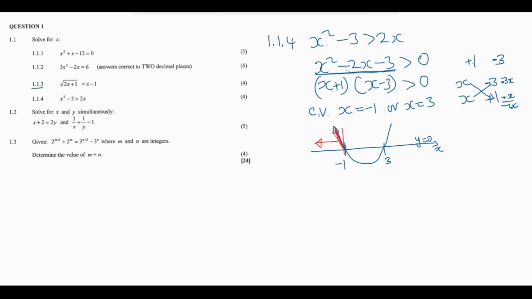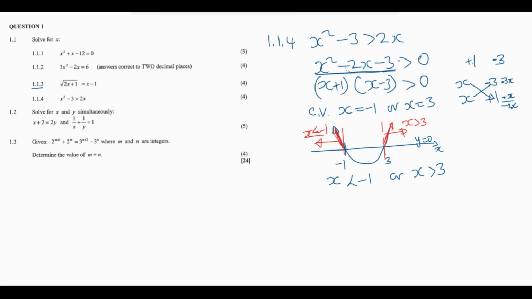You can see this part and also this part. The graph is above the x-axis. So going to the right, it's either x is less than negative 1, or x is greater than 3. See that? So that's your solution there: x less than negative 1 or x greater than 3.